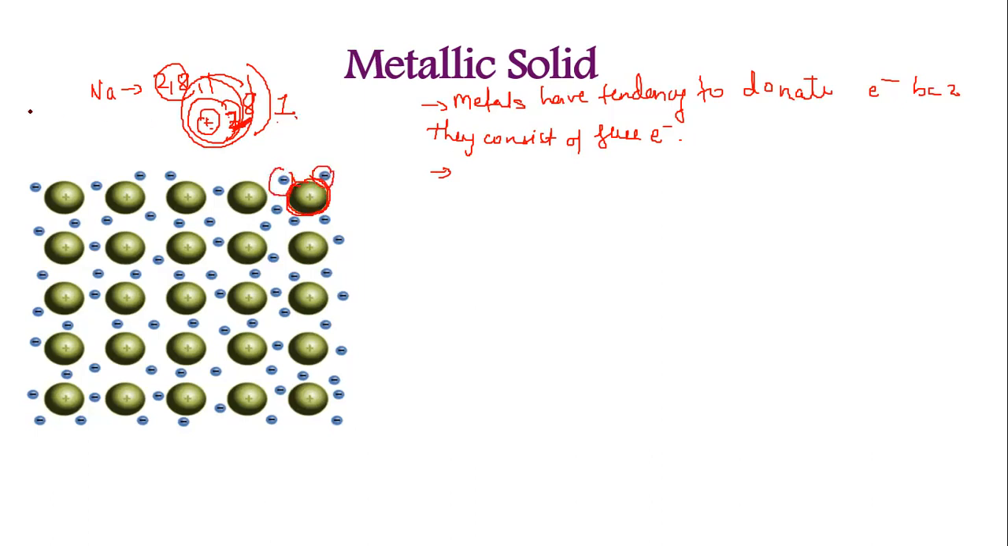Suppose this is a sheet of sodium. It consists of a number of electrons. So we say that inside a metallic crystal there is a sea of electrons. Many electrons are present.